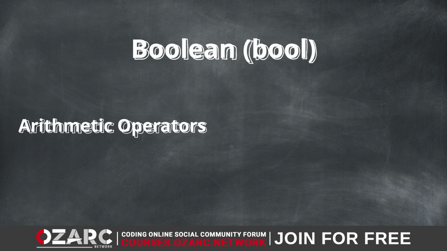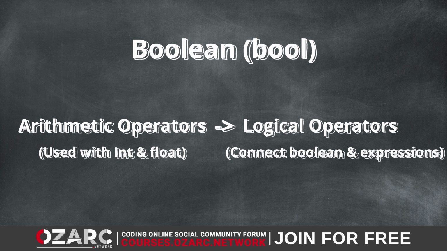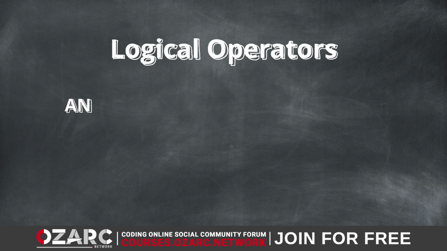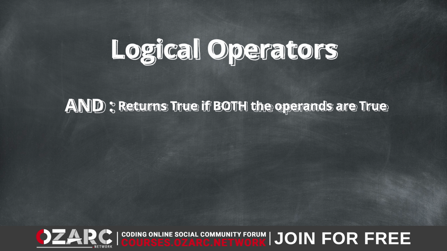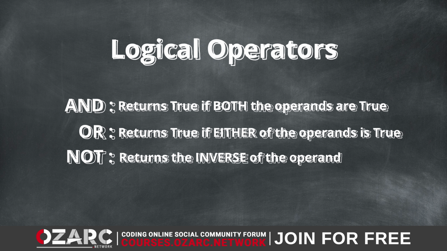Now let's move from the arithmetic operators that we learned about in integers and floats to another operator family called logical operators. Logical operators allow us to connect Boolean values and expressions, creating more complex conditions and logic in our code. There are 3 main logical operators in Python: and, or, and not. The AND operator returns true if both the operands, values on the left and right, are true. The OR operator returns true if either of the operands is true. The NOT operator returns the inverse of the operand. If the operand is true, it returns false, and vice versa.